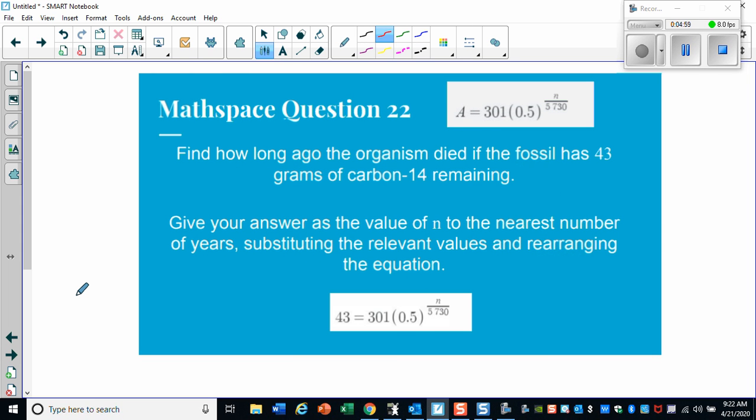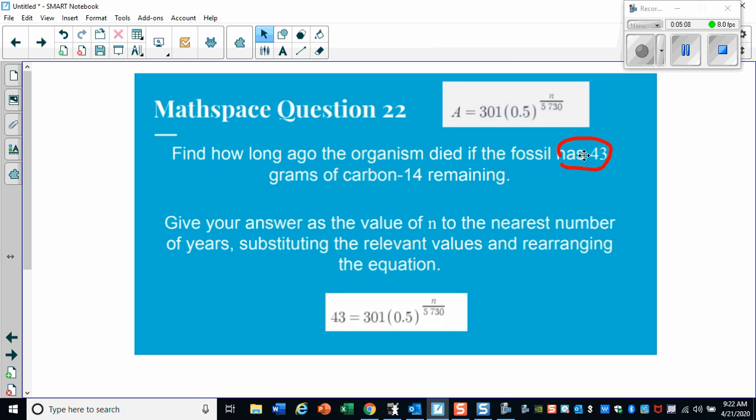Okay, so here was the next part that was a little bit tricky. Find out how long ago the organism died if the fossil has 43 grams of carbon-14 remaining. All right, so here's what we know. What does that 43 represent? That 43 is representing the final amount that I have. So in place of the final amount, I'm going to put 43. Now the question is asking us to solve for n, or how long has it spent time decaying? Well, you have not learned how to use logs for this yet. So what you're going to do is plug this into Desmos to get your answer.